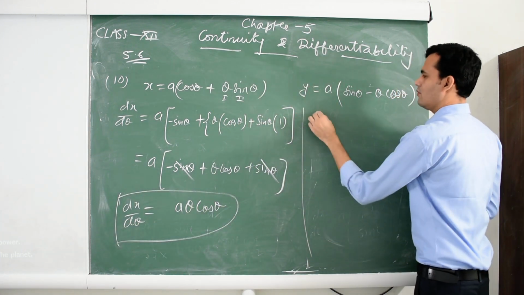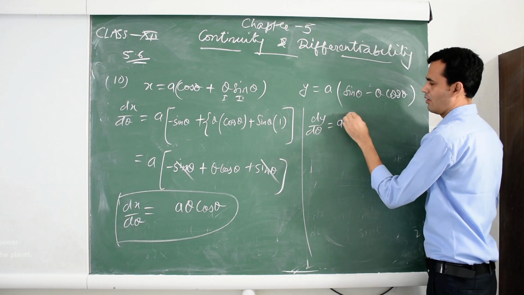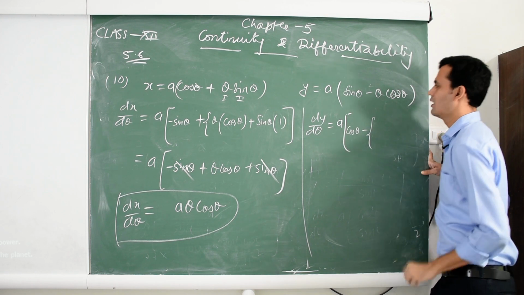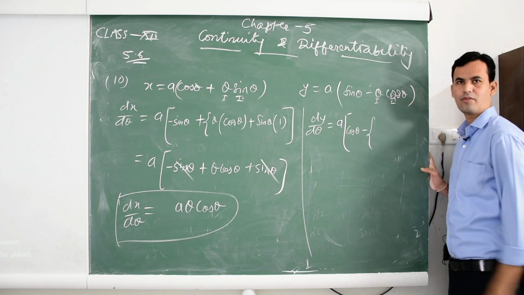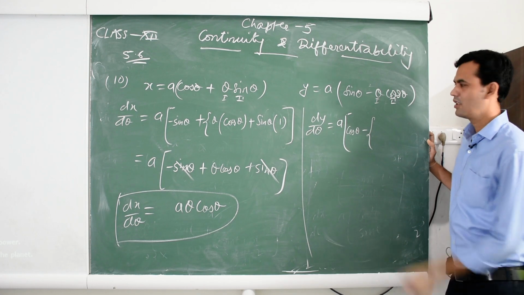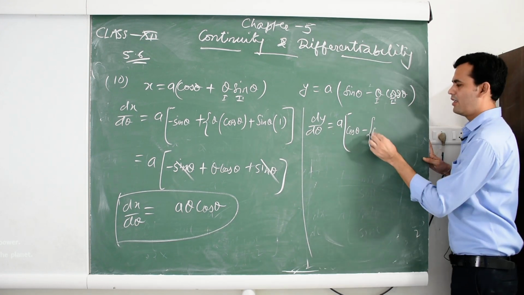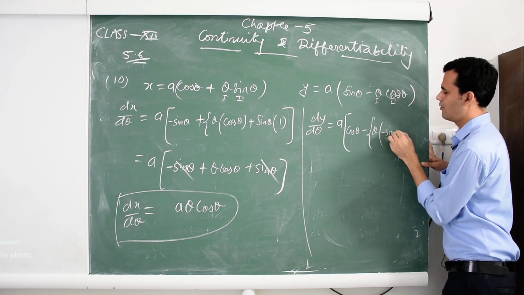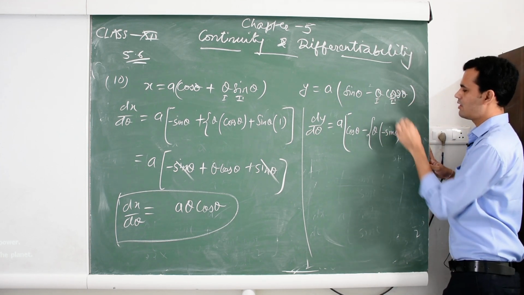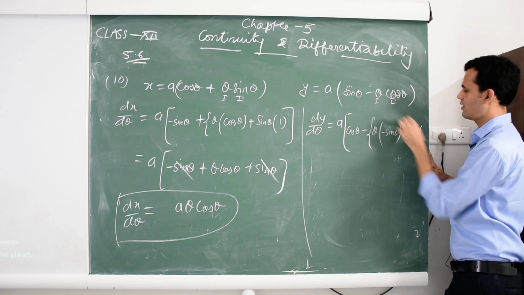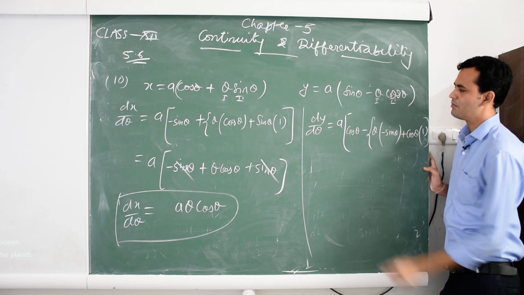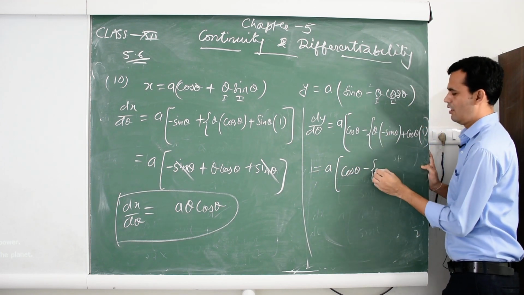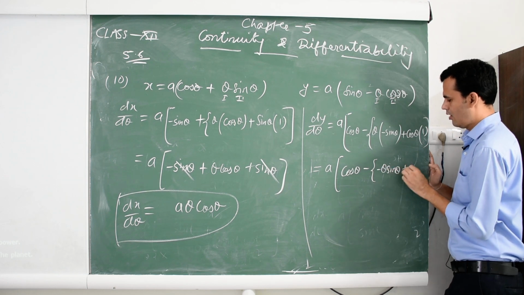Now dy by d theta, a as it is, sin theta, differentiation of sin theta is cos theta minus, here also we have two functions, first function is theta, second is cos theta. So we use product rule. First, differentiation of second, differentiation of cos theta is minus sin theta, so minus sin theta, plus first and second as it is, and differentiation of first, differentiation of theta is 1. So a times cos theta minus theta sin theta plus cos theta.